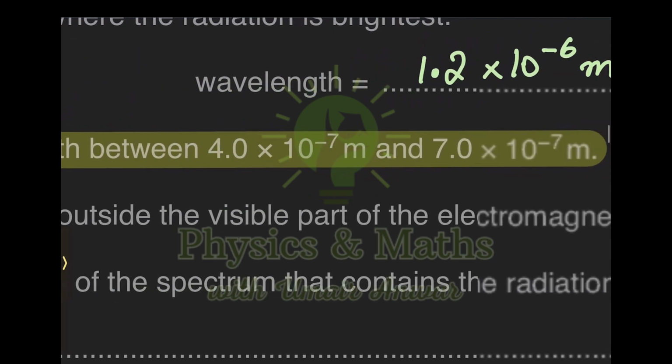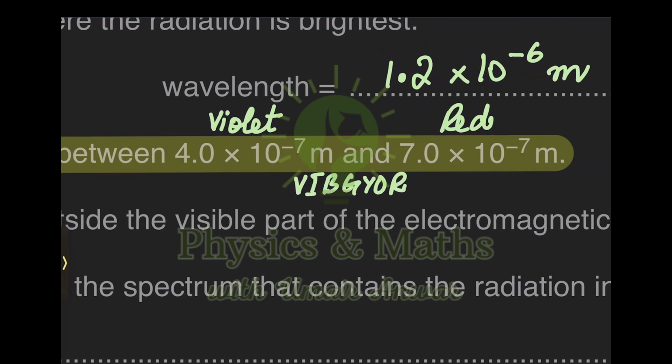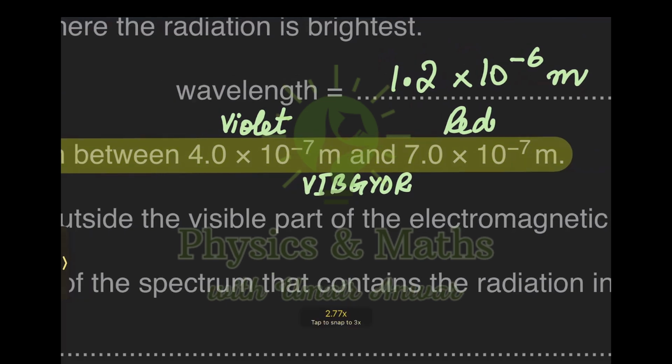Now here in the question, initially we are given the smallest wavelength, which is 4.0 into 10 raised to minus 7, and then the largest wavelength is written here. So it means that the smallest wavelength is going to be of violet color, and the largest wavelength written here is going to be of the red color. It means that the sequence of colors for this particular range of wavelength is going to be like this, which is the phrase VIBGYOR: violet, indigo, blue, green, yellow, orange, and red.